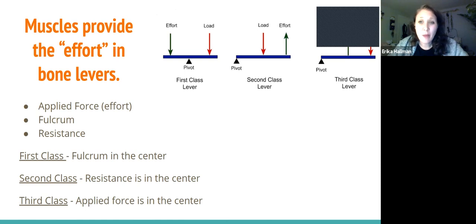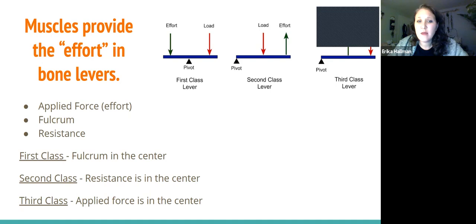Well, in terms of biomechanics, the effort is always going to be applied by that muscle. All right, so the muscle is going to provide the effort. The load is going to be the part of the skeleton that you are trying to move. And the pivot or the fulcrum is going to be the joint of that skeleton. So we can look at the 3 different types of levers, first, second, and third. First class lever, I should say they are all named by the thing that falls in the center of the lever arm. So first class lever, you can see the fulcrum or the pivot is in the center. So the first class lever is named after the fulcrum being in the center.